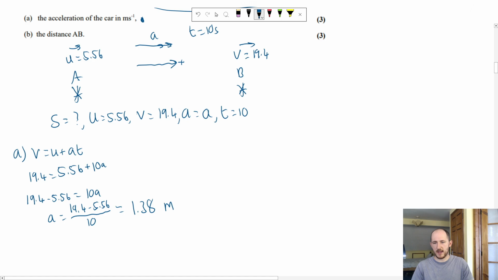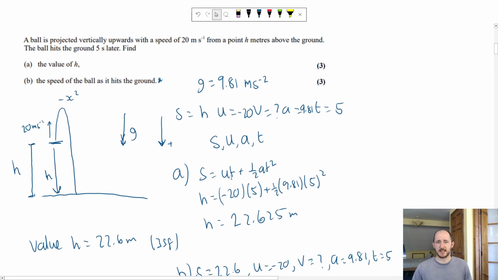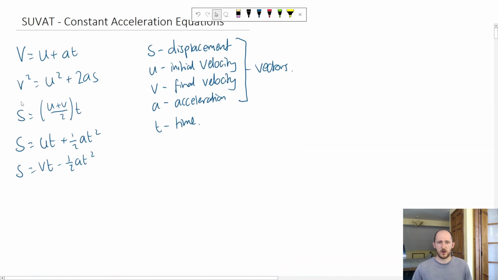I am now aware, and this is quite interesting because this is an exam question, that this is meters per second. It should be meters per second squared. Not exactly sure how the exam board messed that up, but it is what it is. And lastly, the distance AB. Well, if you notice, we have everything except S. So we can use any equation we like. So pick the one that's easiest. So what's the easiest one? Well, it's the one that has S on the left-hand side. So any of these will do.